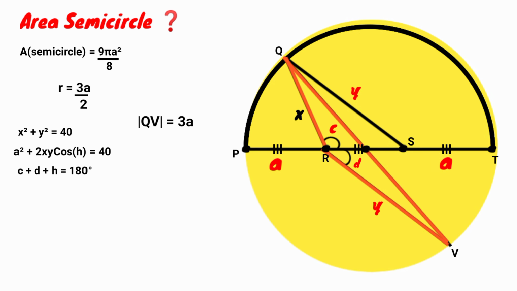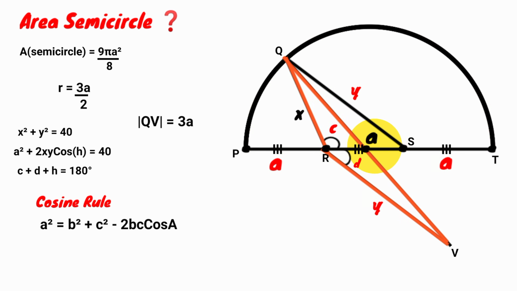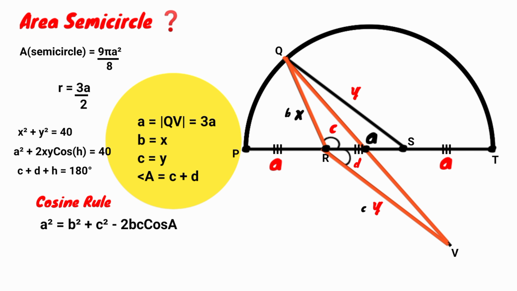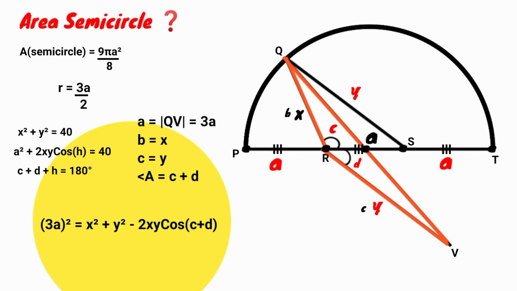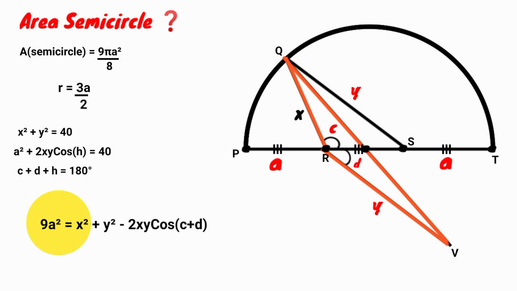Let's look at this triangle. If we use the cosine rule, taking this side as a, this must be angle A. And if we take this as b, this must be c. So a equals line QV, which equals 3A, b equals x, c equals y, and angle A equals C plus D. Substitute it here. So 3A all squared equals x squared plus y squared minus 2xy cos(C plus D). 3A all squared is 9A squared.